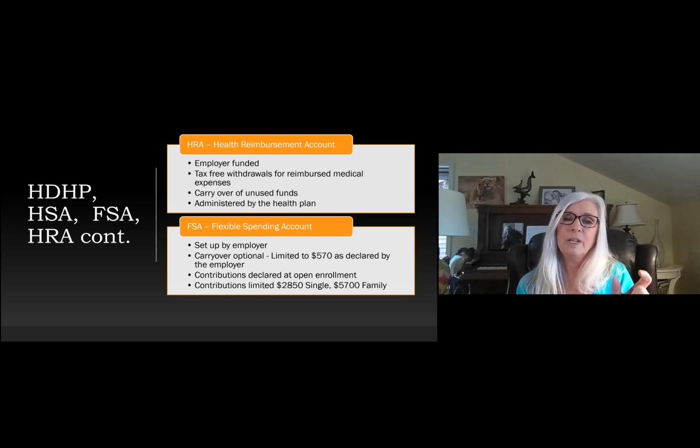So with FSAs, you've got to be really careful about what you're putting in so you don't end up with a whole bunch of extra money there. The contributions are declared once per year at open enrollment, and they're limited to $2,850 for a single and $5,700 for a family. You can have a flexible spending account or an HSA, but you can't have both.